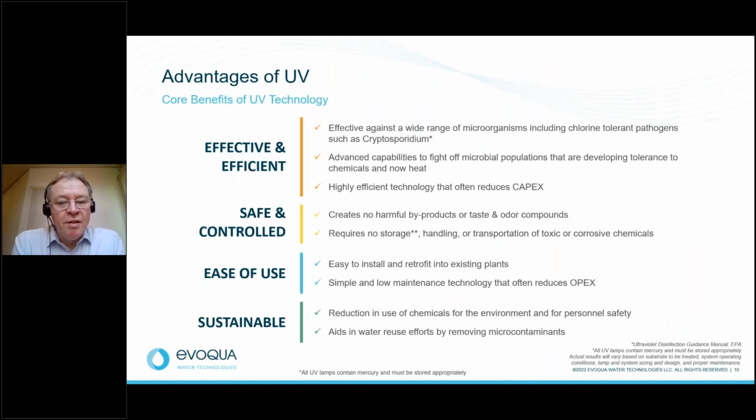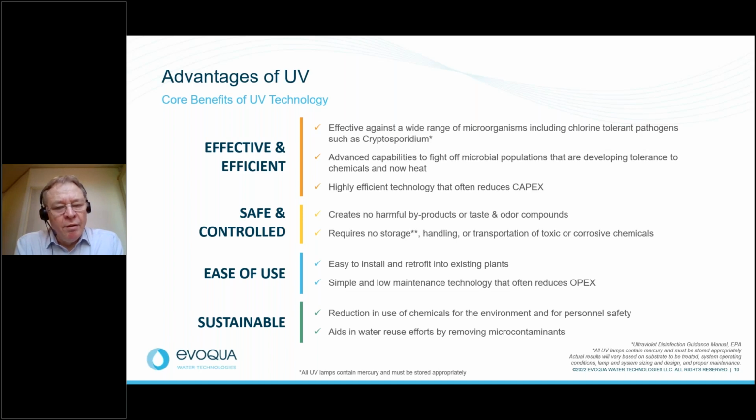Quick selection of the advantages of UV. It's effective and efficient against a wide range of organisms, and particularly against strains that have more resistance to chemicals or have developed increasing resistance to chemicals. It's fast acting, contact time is around a second for some systems. And there are no significant byproducts at disinfection doses.